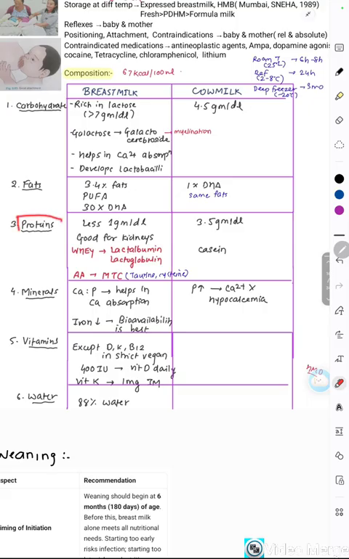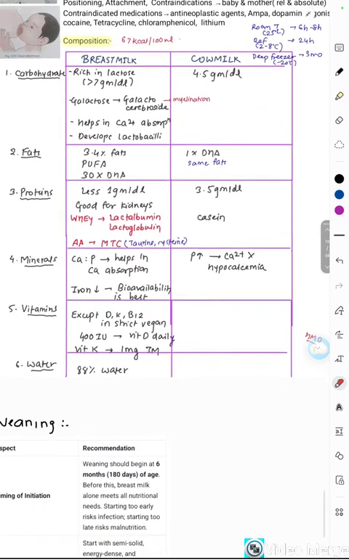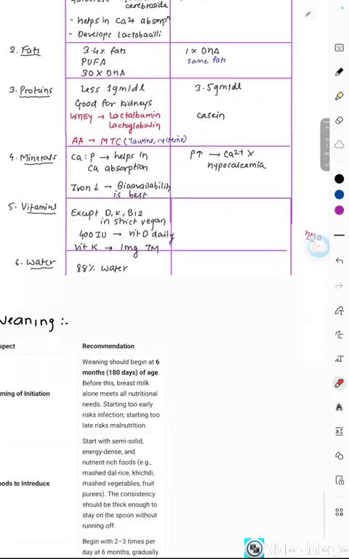Then proteins are less than 1 gram per dl, but those proteins have a high bioavailability and are good for the kidneys. That is the whey proteins, lactalbumin or lactoglobulin. Amino acids present are methionine, taurine, choline, and cysteine. Then the minerals: the calcium phosphate ratio is such that it helps in calcium absorption. Iron levels are low, but bioavailability is good. It is deficient in vitamins K, B, and D. Vitamin D is required, 400 international units, and vitamin K is given during birth only, 1 milligram intramuscularly. The water content, as we have discussed, is 88%.